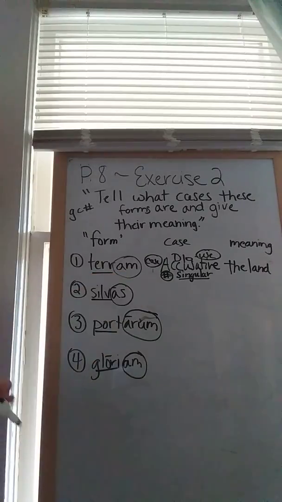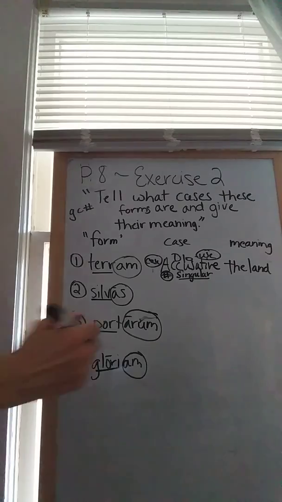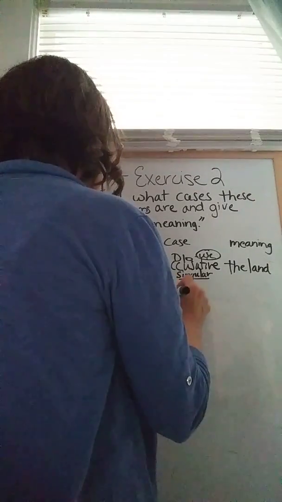So let's go on to silvus. So silvus actually means forest. And you can see that on page 7 of your Purple Henley Latin book. Okay, so I'm going to ask myself, what is the case of silvus? So I look at the declension, the first declension on page 5 of my blue Henley Latin book, and I will see that it's accusative plural.